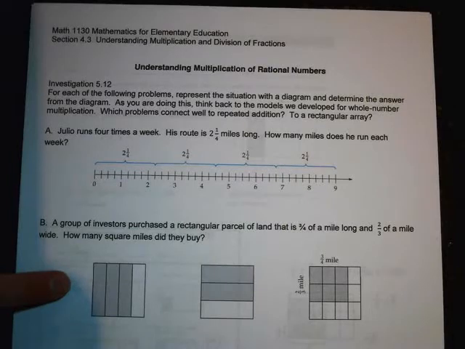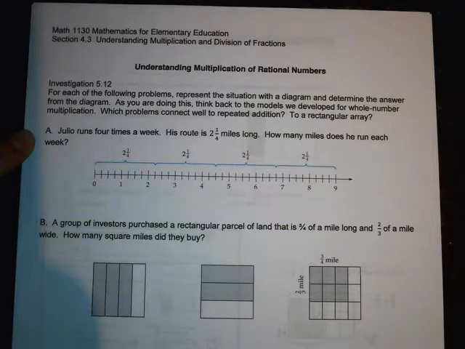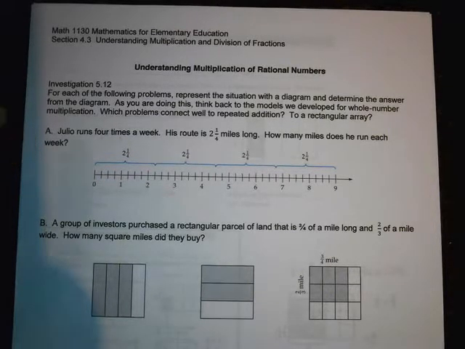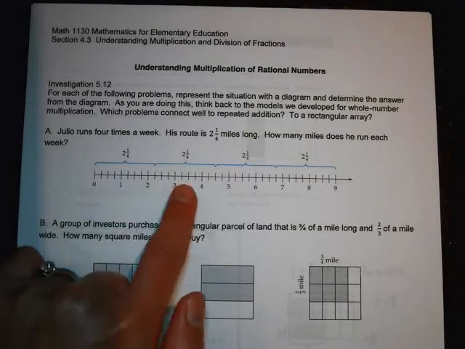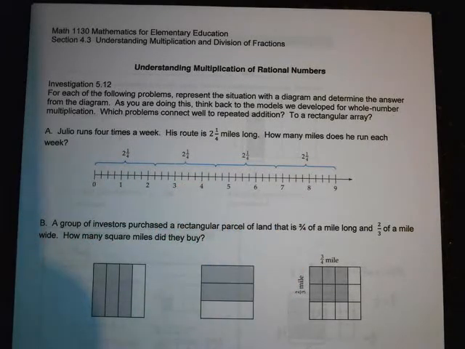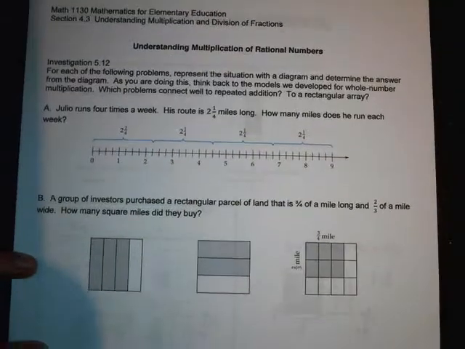So just convince yourself that part A is a multiplication problem. Julio runs 4 times a week. His route is 2¼ miles long. How many miles does he run each week? So he runs 4 times a week. This is what is called repeated addition to solve multiplication. That's pretty self-explanatory.